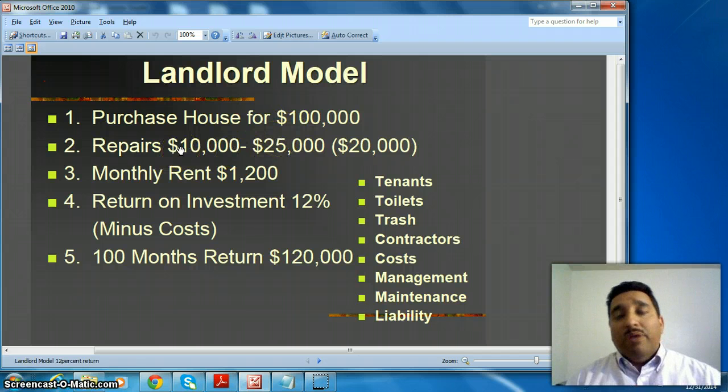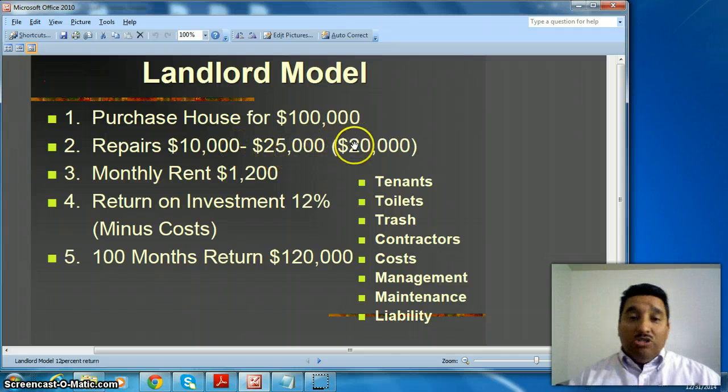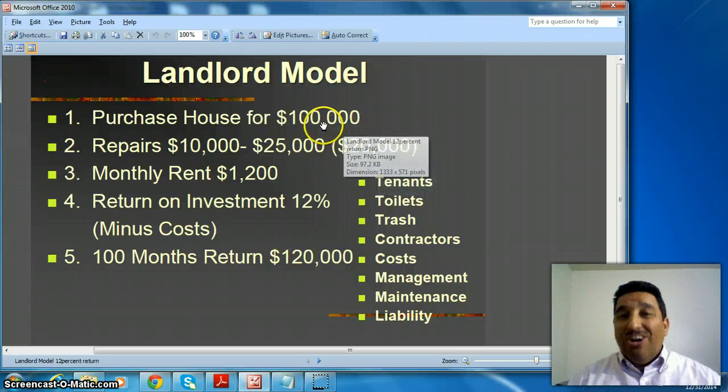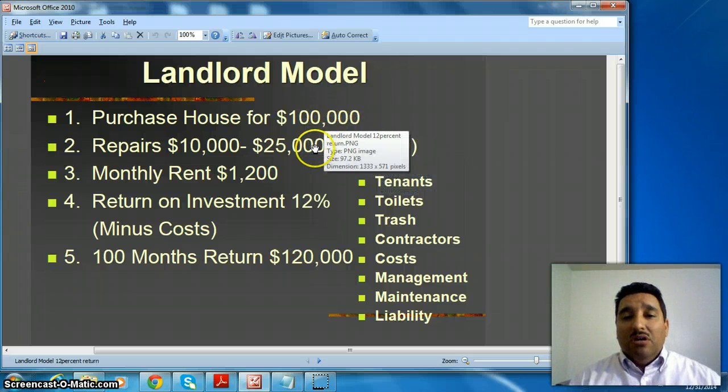So if the repairs on that property came up to be anywhere between $10,000 and $25,000, we're just going to make the average here $20,000 to bring it up to key, so that way they can put a tenant inside this property and rent, right, every single month. So if the rent there is $1,200 that the tenant's going to pay, what's the return on investment? Well, you get $100,000 plus $20,000. That's $120,000 on the purchase or the acquisition.